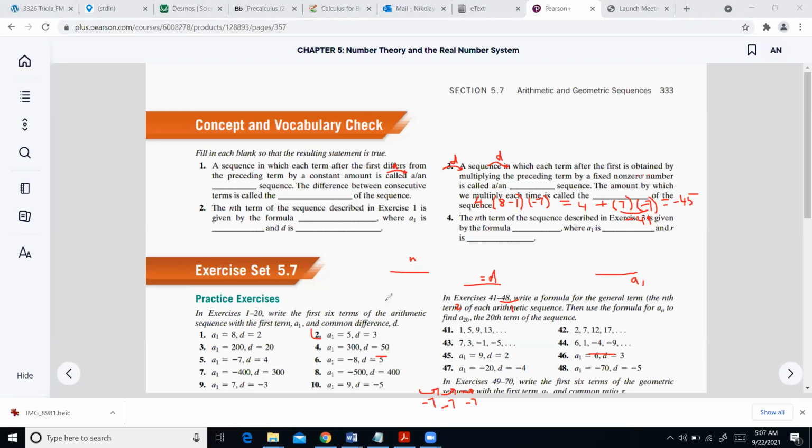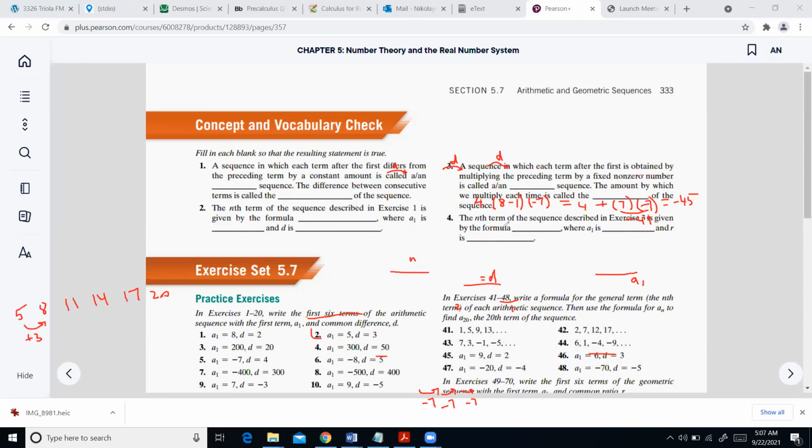So let me write the first 6 terms of that sequence. If you start with 5, that's your first term. Then to get to the next term, I just add 3. So that'd be 8. And then I keep doing this again and again. So I get 11, then we get 14. So there are already 4 of them, right? And 17 and 20. So we produced 6 terms. It's not really that bad, right?